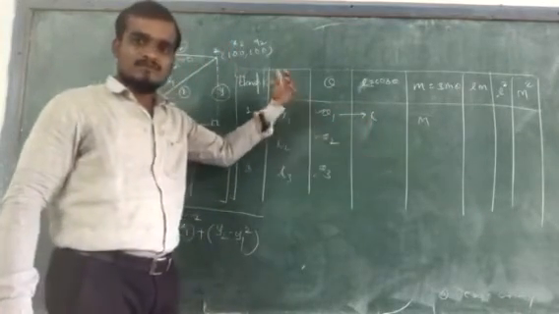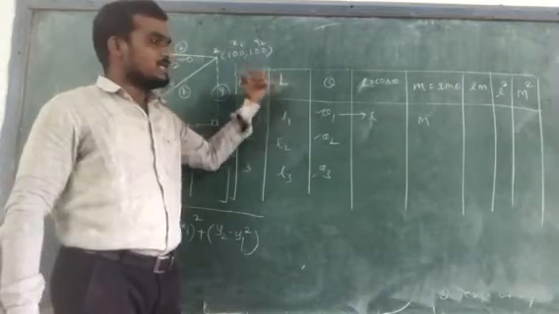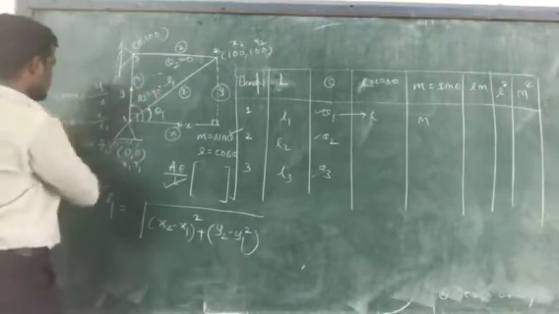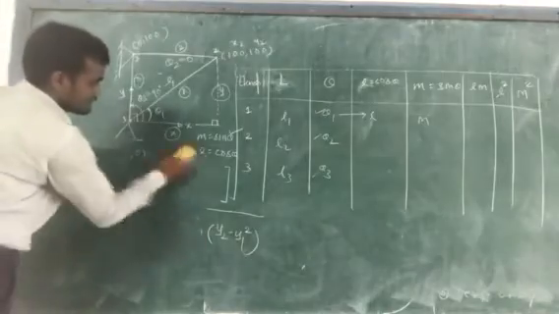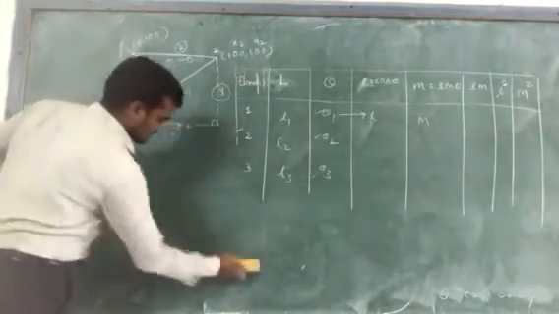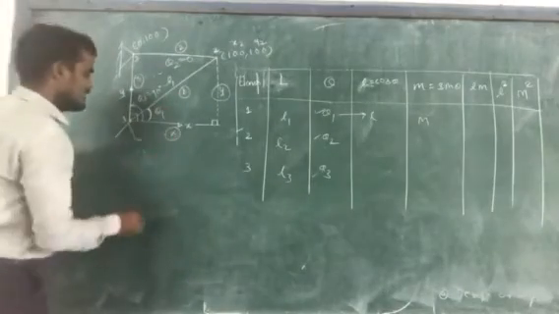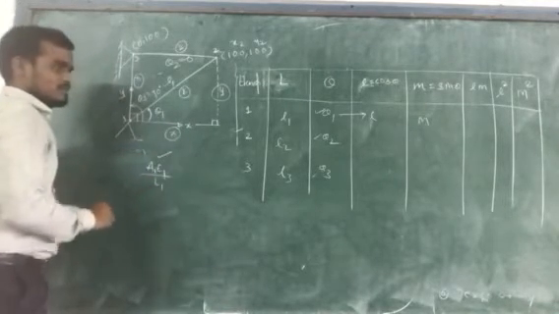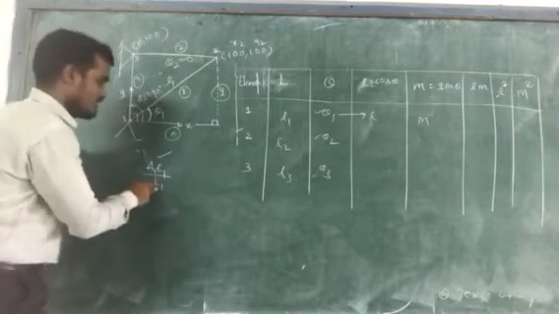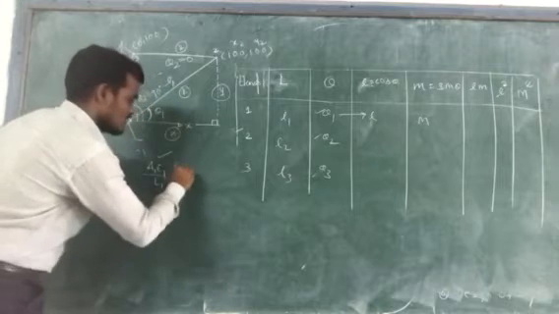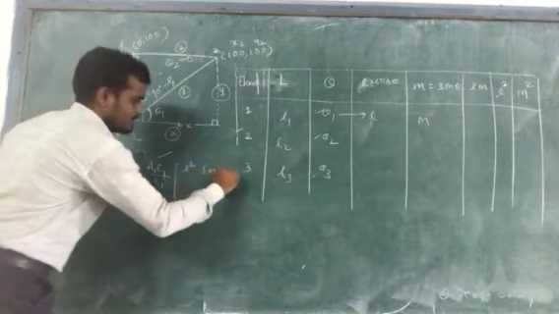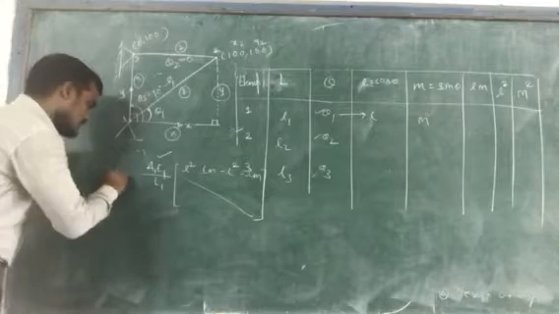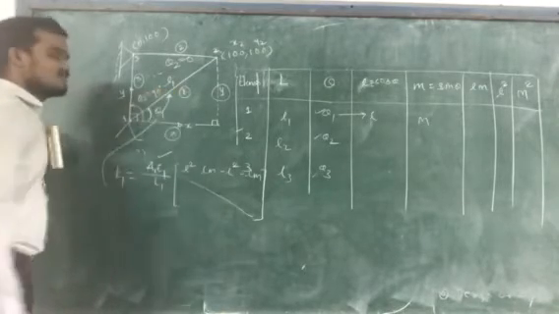By using this table you can calculate the elemental stiffness matrix for this first element. The elemental stiffness matrix for the first element will become A1 E1 by L1, which are the material properties mentioned in the example, L1 we have calculated, into the matrix of l square, lm, minus l square, minus lm. In this way you can find it. So this is K1, the elemental stiffness matrix for this first element.